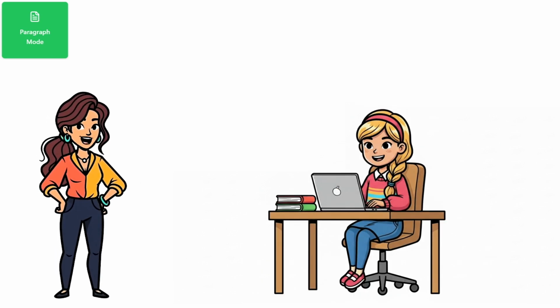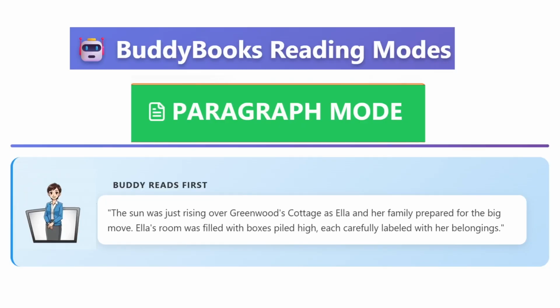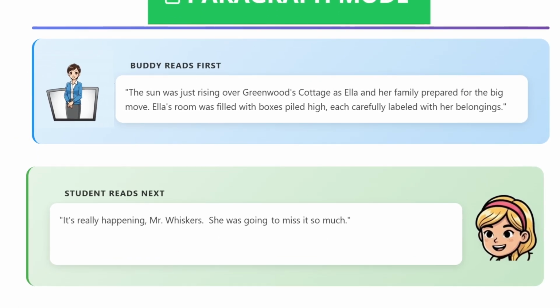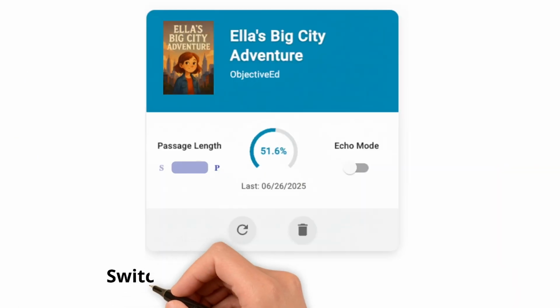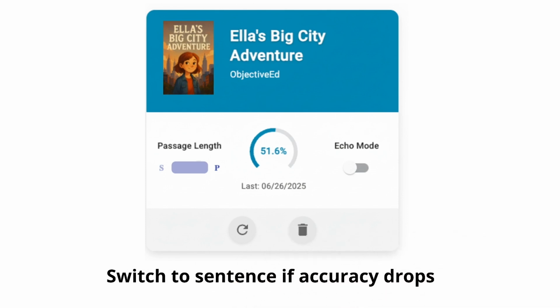Great job, Lily. You handled the whole passage smoothly. In paragraph mode, Buddy reads a passage, and then the student reads the next passage. If the student is struggling with fluency or accuracy, BuddyBooks provides sentence mode. To switch from paragraph mode to sentence mode, you just move the slide switch for that book.